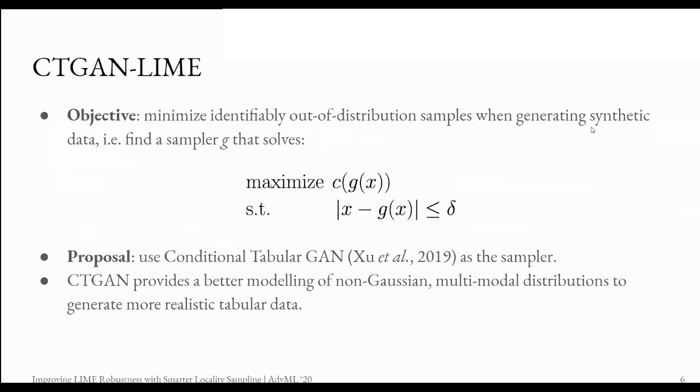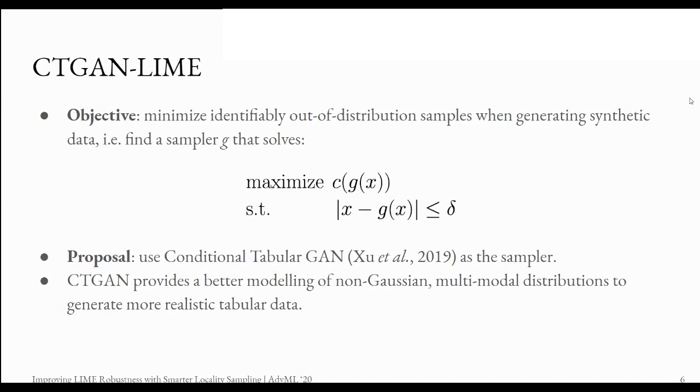Having explained LIME's vulnerability and the incumbent attack, we can now focus on how to improve the robustness of LIME. Our approach attempts to minimize these OOD samples in the synthetic data. This translates to optimizing a sampler which learns to fool the adversarial critic into thinking that its outputs are real samples, much like the training objective of generative adversarial networks.